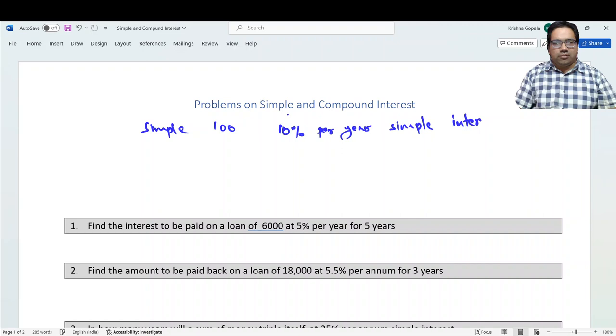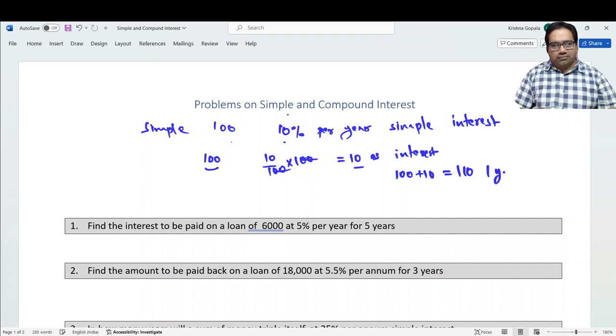What does this mean? It means I am taking 100 rupees. After the next year, I have to pay 10% on this 100 rupees. 10% of 100 rupees, 10 by 100 into 100, is again 10 rupees as interest. If I have to repay, then 100 rupees plus interest, 110. Total 110 I have to repay at the end of the first year.